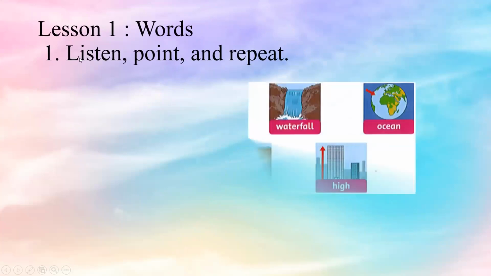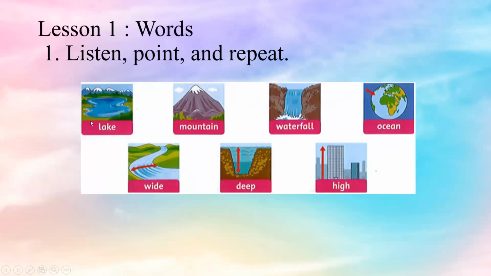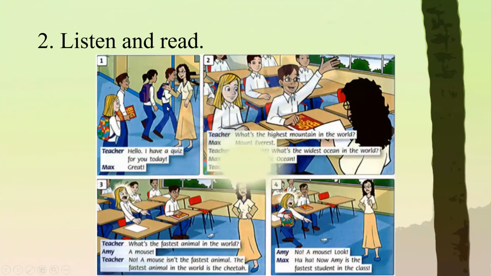Oh, finished. Lesson 1 words. Listen, point, and repeat. Listening 80. Listen and point. Lake, mountain, waterfall, ocean, wide, deep, high. Okay, and the next one. You listen and read. Listening 81. Listen and read.